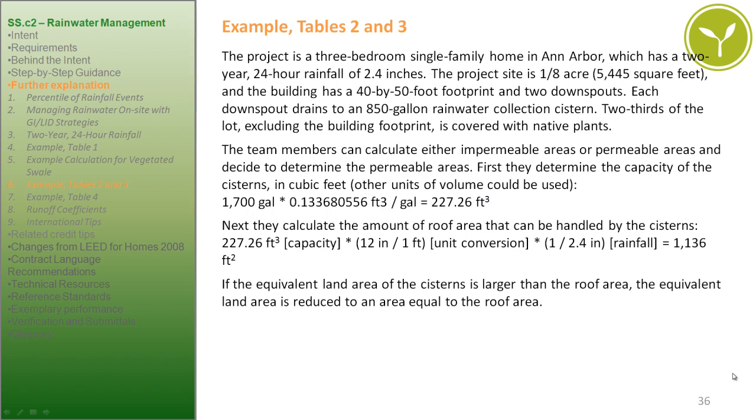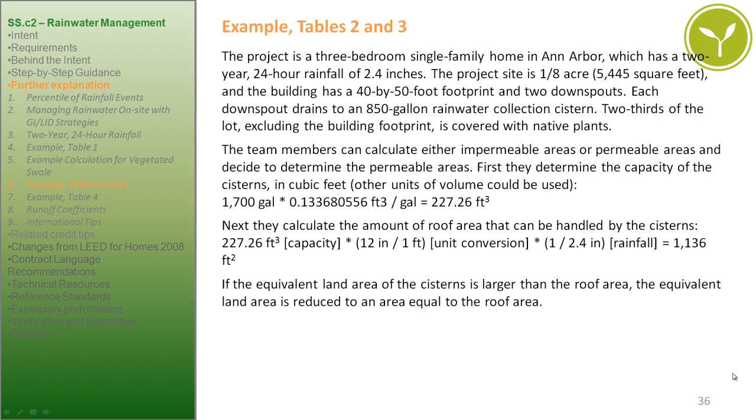The project is a 3-bedroom single-family home in Ann Arbor, which has a 2-year 24-hour rainfall of 2.4 inches. The project site is 1/8 acre or 5,445 square feet, and the building has a 40 by 50 foot footprint and 2 downspouts. Each downspout drains to an 850-gallon rainwater collection cistern. 2/3 of the lot, excluding the building footprint, is covered with native plants.